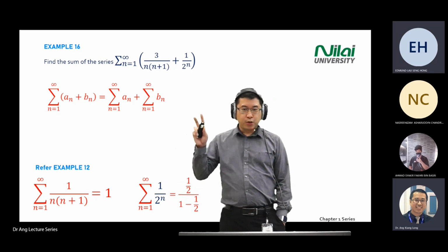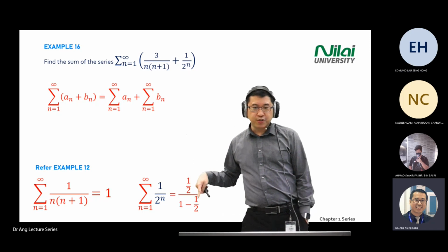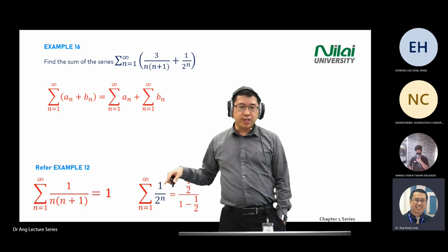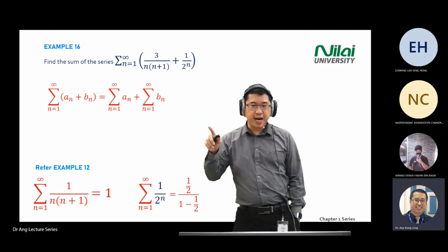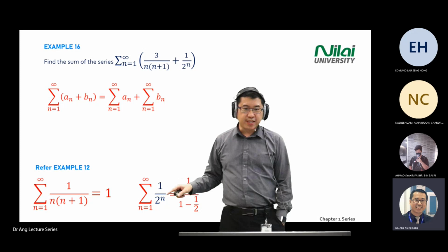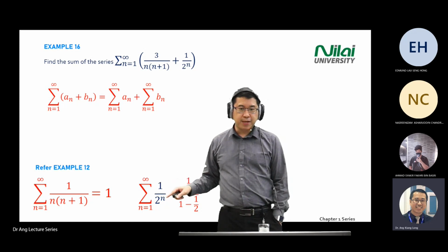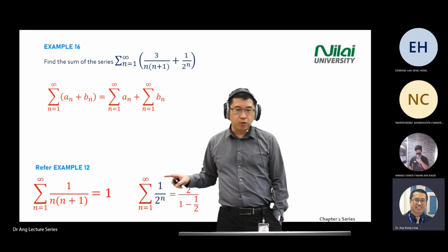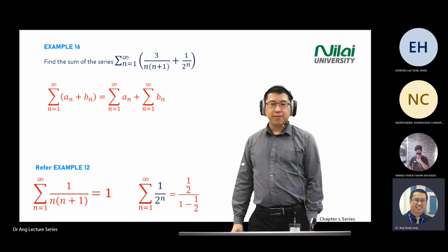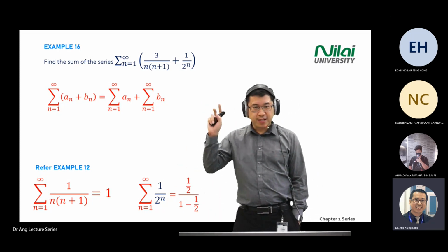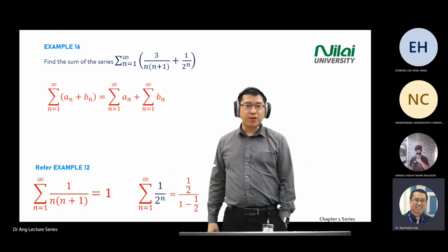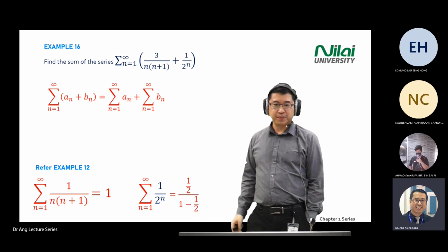So you want to find the R, the ratio of the geometric equation. How do you get 1 over 2? You take the second number, divide by the first number. What is the second number? I already calculated for you. The second number is n equal 2, so 1 over 2 power 2 is 1 over 4. What is the first number? n equal 1, so 1 over 2. You take 1 over 4, the second number, divided by the first number. 1 over 4 divided by 1 over 2. What do you get? 1 over 2.